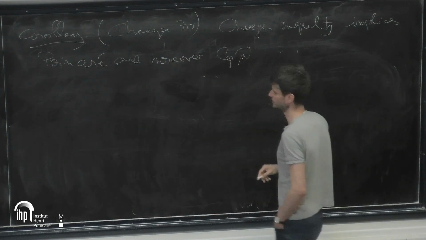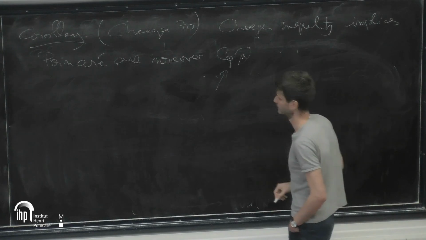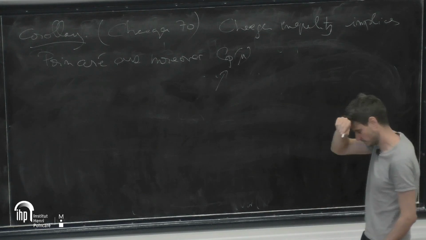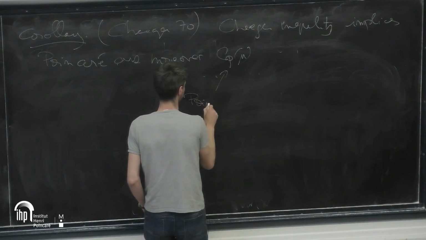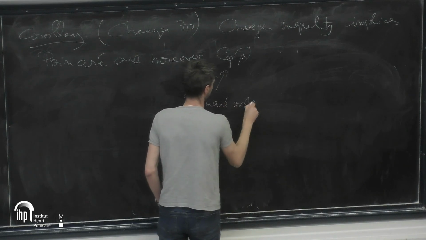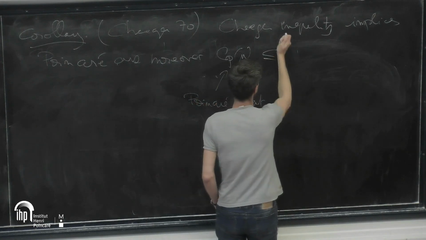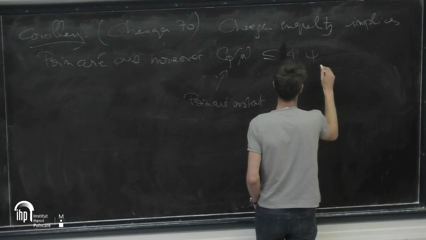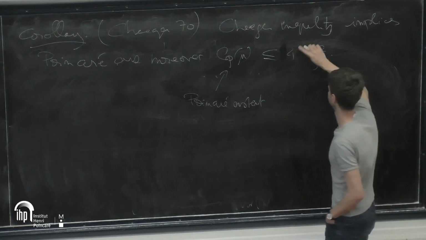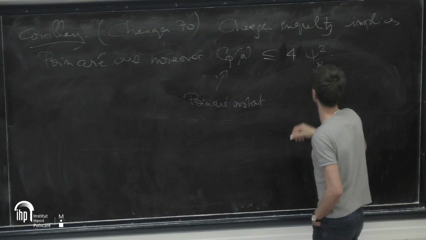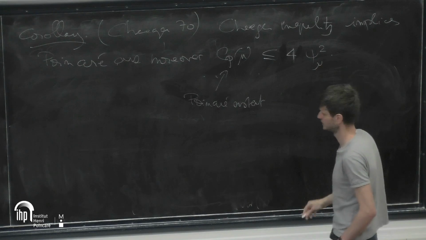the Poincaré constant, so I'm sticking to Bobkov's notation, this Poincaré constant is less than 4 times the Cheeger constant psi of mu, with a square.